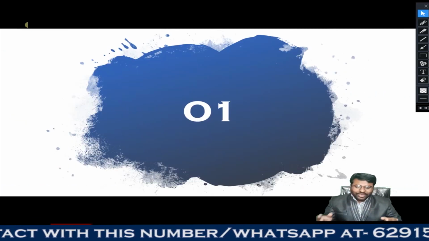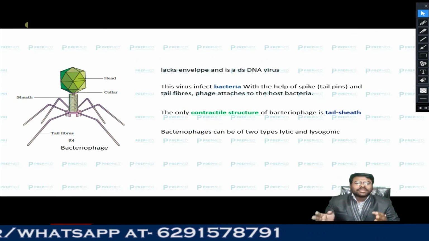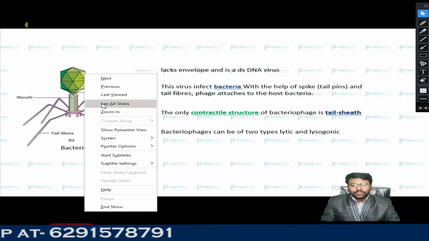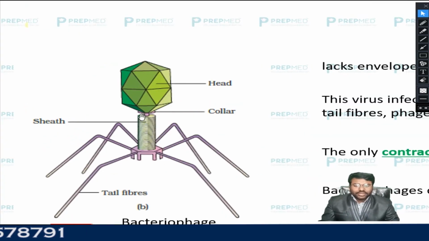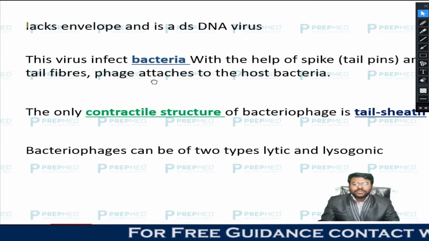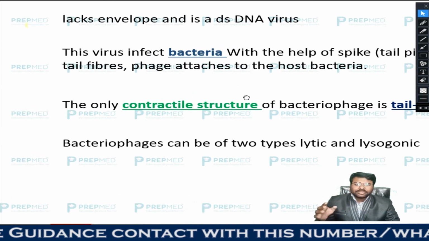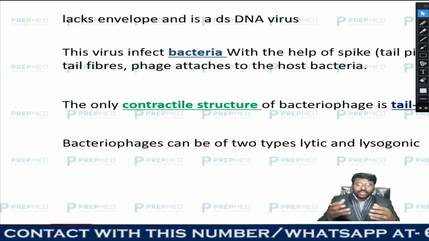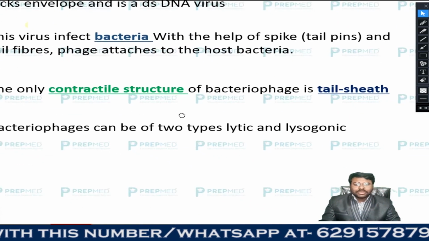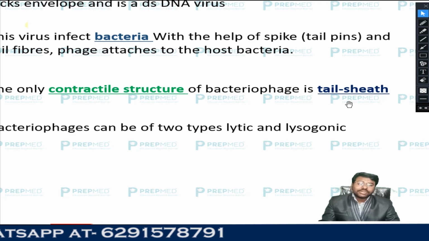Now coming to the last slide of this discussion, the most important and dangerous virus, the bacteriophage. What are the main findings? This is the head, there is the collar, this is the sheath, and there are the tail fibers. First of all, this is a non-enveloped dsDNA virus, and it mainly infects bacteria with the help of the tail pins. It attaches to the bacterial host. The only contractile structure present in the bacteriophage is the tail sheath.